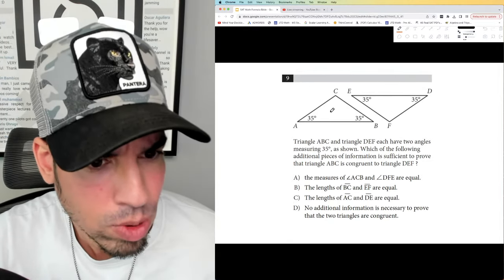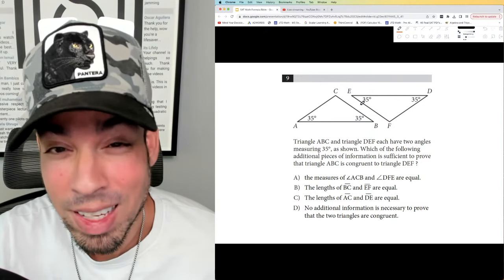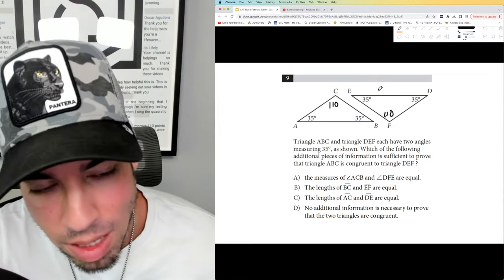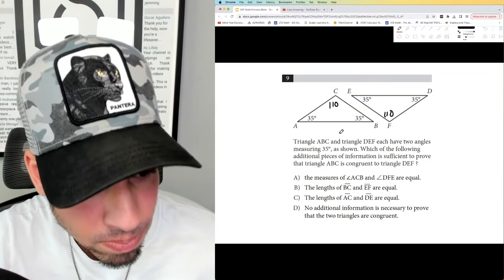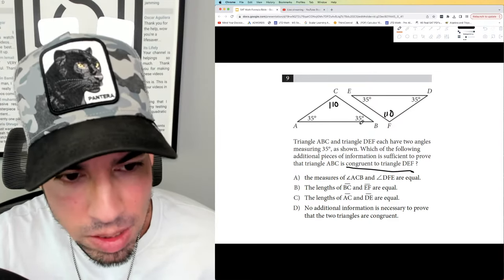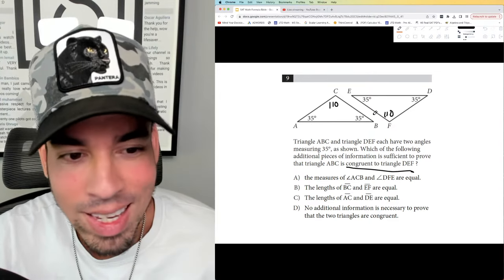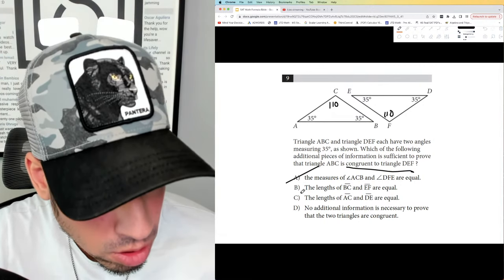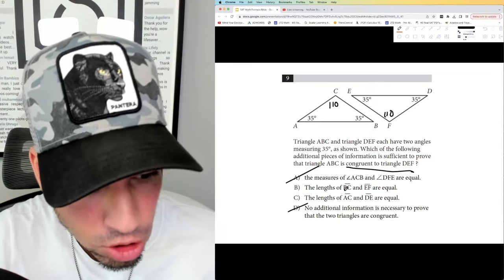Last but not least, we got this one. We got two angles that are congruent. Again, that means the third angle we can figure out as well: 110. Not that it matters, but the bottom line is they're congruent, okay? And now we're trying to prove what makes these congruent. We know they're similar. Again, I just need one pair of corresponding sides. So angles are going to do nothing for me. Obviously, additional information will help.